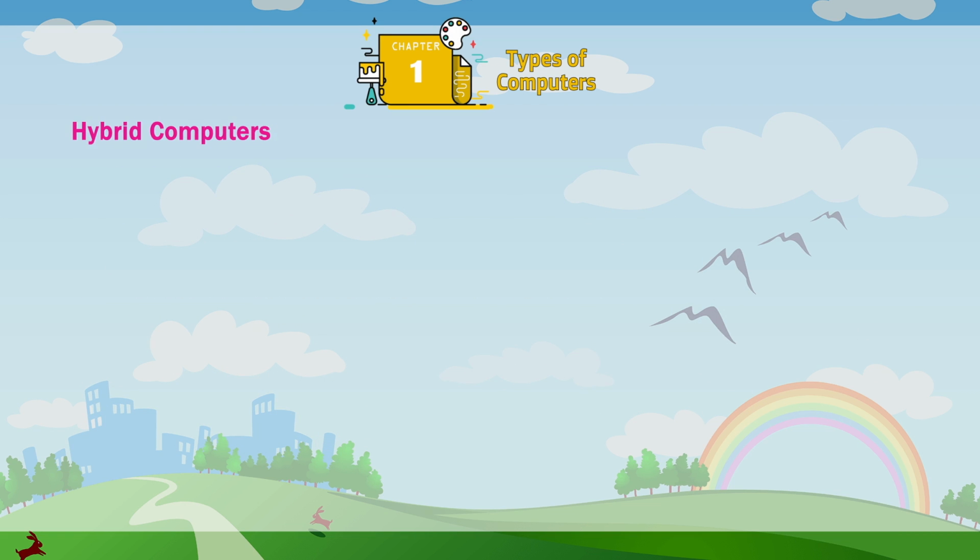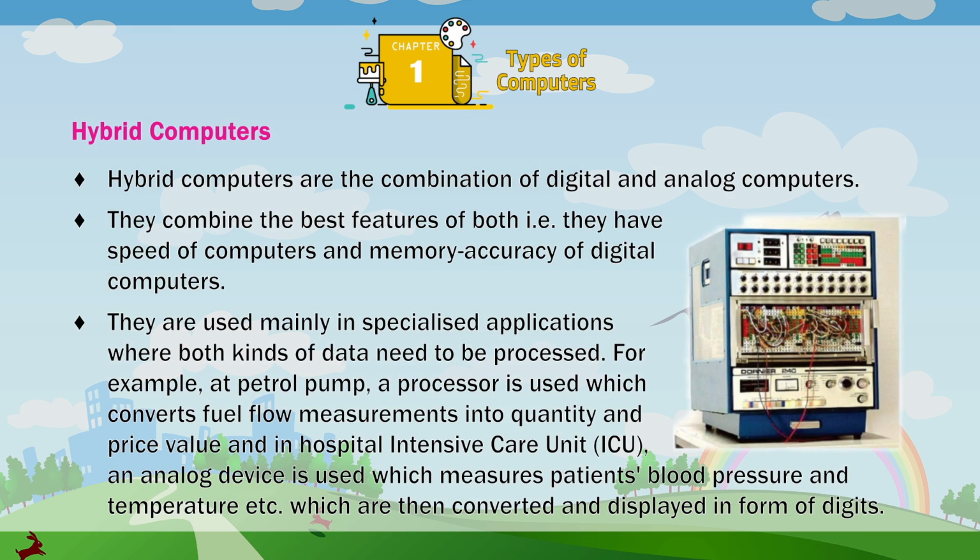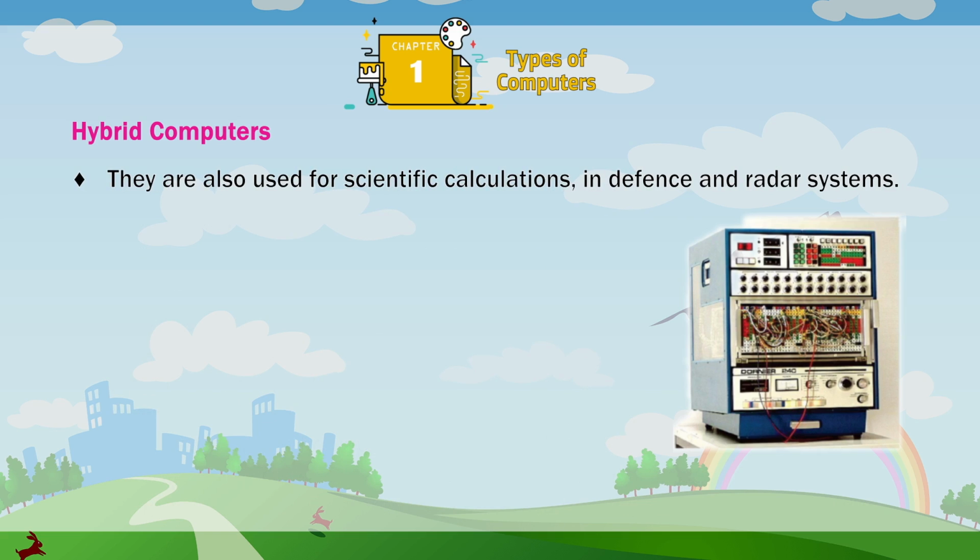Hybrid computers. Hybrid computers are the combination of digital and analog computers. They combine the best features of both. That is, they have the speed of analog computers and the memory accuracy of digital computers. They are used mainly in specialized applications where both kinds of data need to be processed. For example, at a petrol pump, a processor is used which converts fuel flow measurements into quantity and price value, and in a hospital intensive care unit (ICU), an analog device is used which measures a patient's blood pressure and temperature, etc., which are then converted and displayed in the form of digits. They are also used for scientific calculations in defense and radar systems.